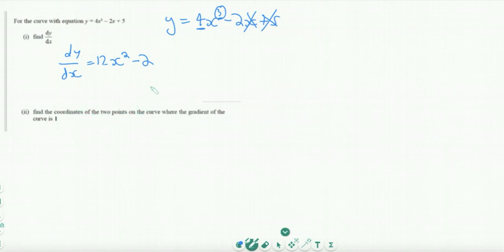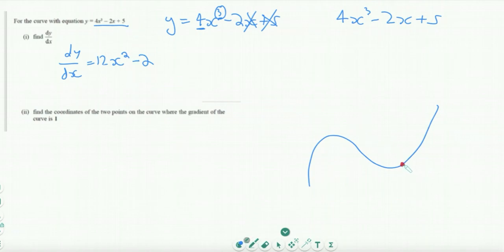Find the coordinates of the 2 points on the curve where the gradient of the curve is 1. So we have our curve, 4x cubed minus 2x plus 5. Since the largest power is a 3, this is definitely a cubic graph. And we're trying to find the 2 points where the gradient of the curve is 1. So let's just say this point here looks like it has a gradient of 1. And maybe this point here. That kind of looks like it has a gradient of 1. So our goal is to find those two coordinates.